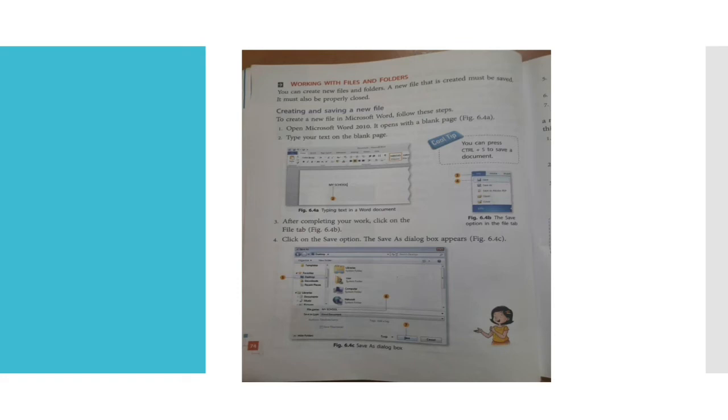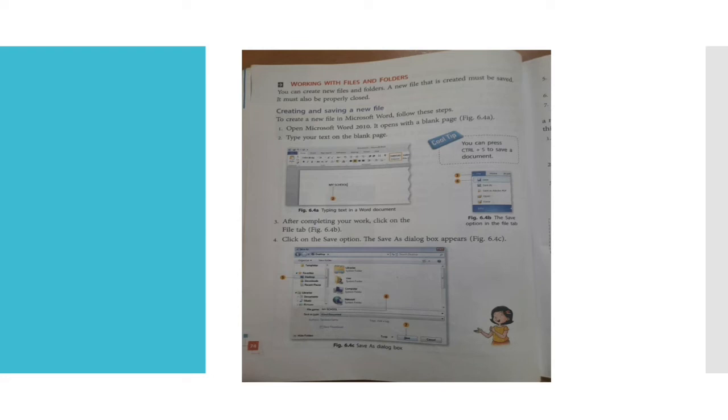So creating and saving a new file. First, how will you create? There are some steps. Open Microsoft Word 2010. It opens with a blank page. Now type your text on the blank page. So they typed, see, my school, they typed.